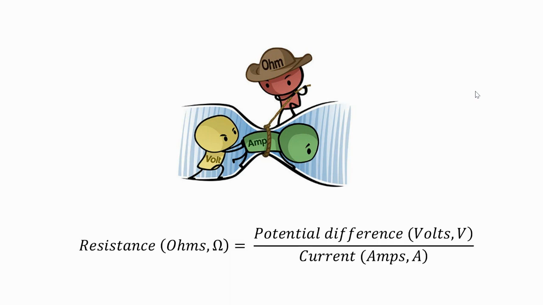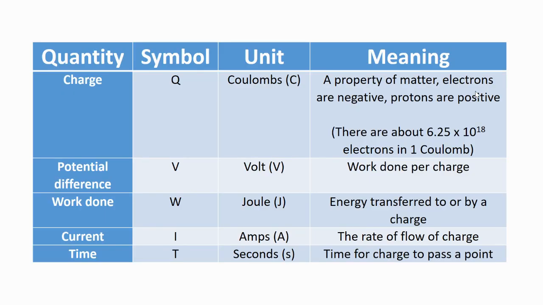And we looked at the equation that relates these three quantities last lesson, and we said that resistance is potential difference divided by current. This is probably the number one most important equation in all of electricity, and something you definitely need to remember. And there's a quick summary of the main quantities that we've looked at, the symbols and the units. I'll give you a couple of seconds just to remind yourself of everything in this table.